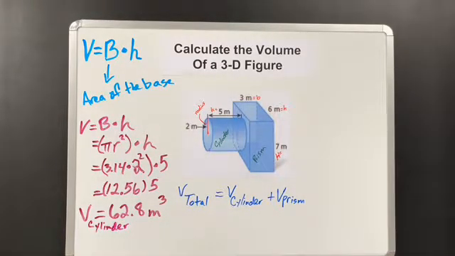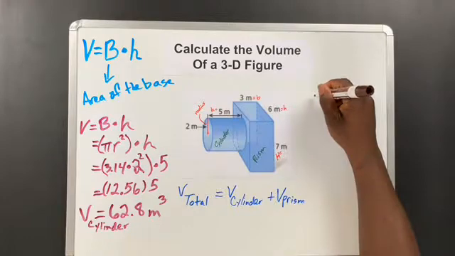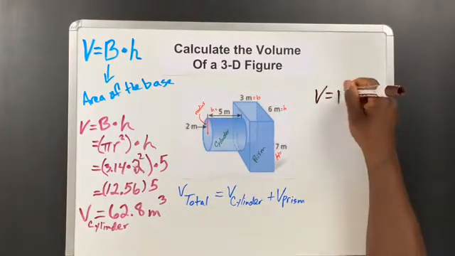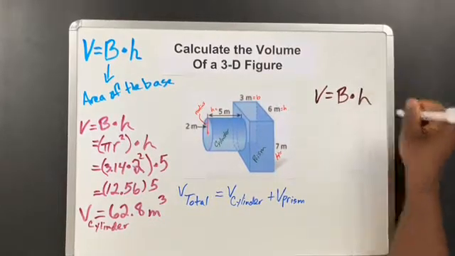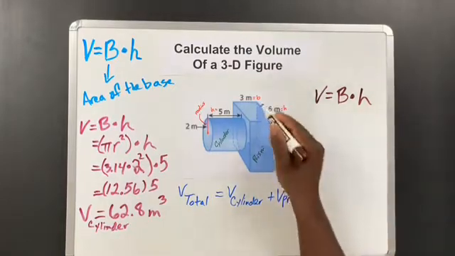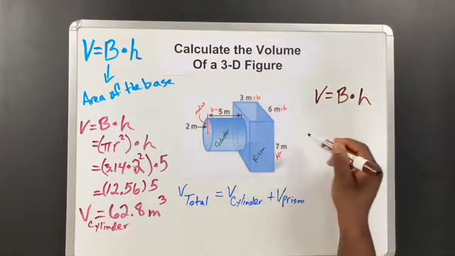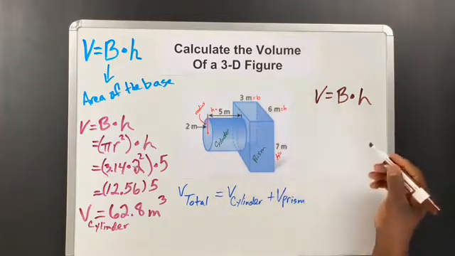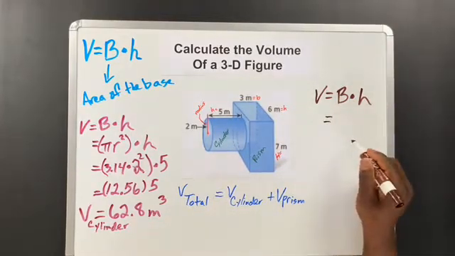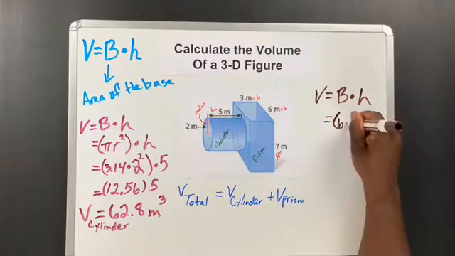Now what we need to calculate is the volume of the prism. So just like we wrote the general formula for the volume of a 3D figure, we're going to write it again over here. Volume equals big B times H. Now in this case, the shape of our base for the prism is a rectangle. So we want to find the area of the base of this prism, and the area of a rectangle is base times height. So we're going to write little b times h.